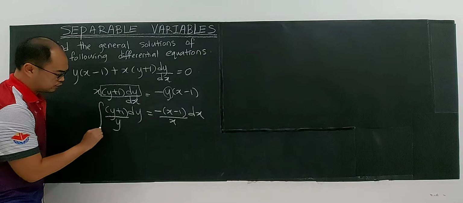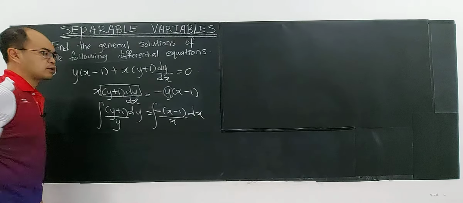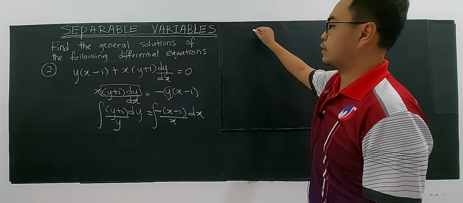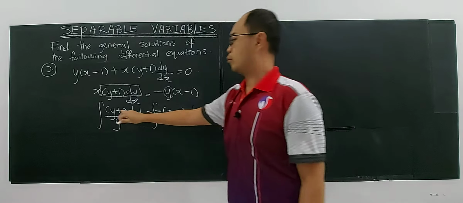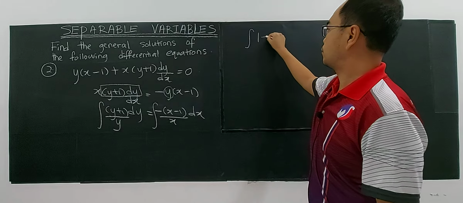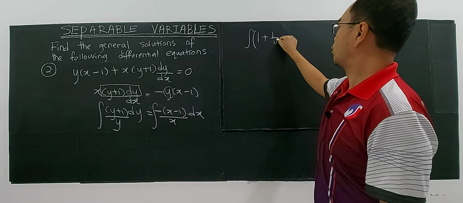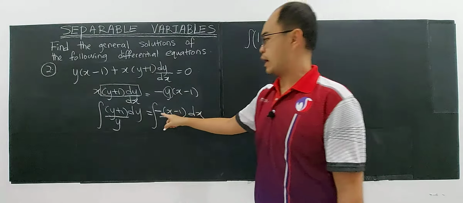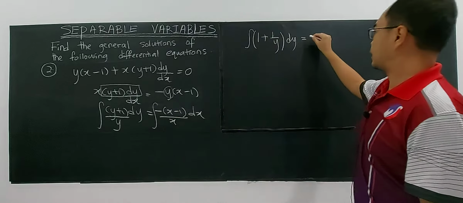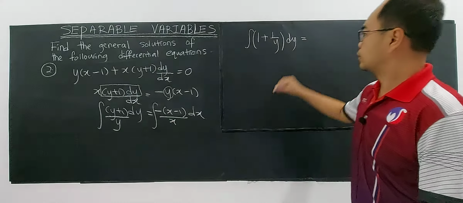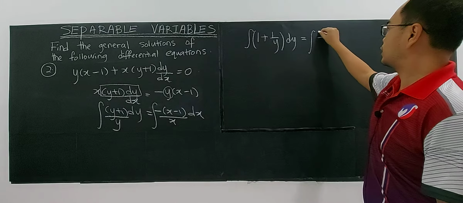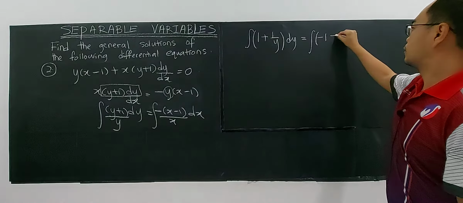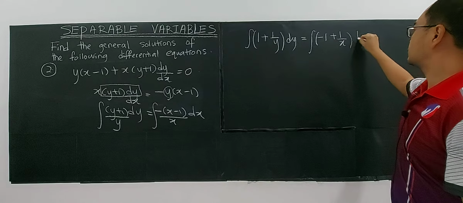Later on, after we separate the variables, we integrate both sides. Before we integrate, we simplify the integrand. So y over y gives 1, plus 1 over y dy. And for this, we have negative (x - 1) over x, so we have negative 1 and then negative, negative, positive, 1 over x dx.